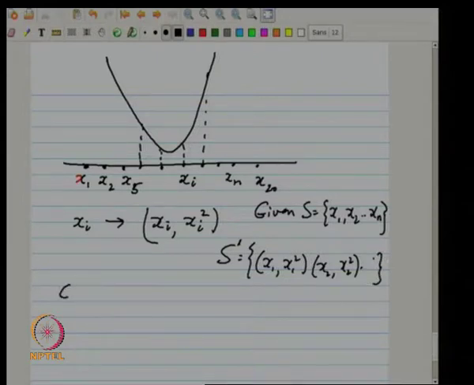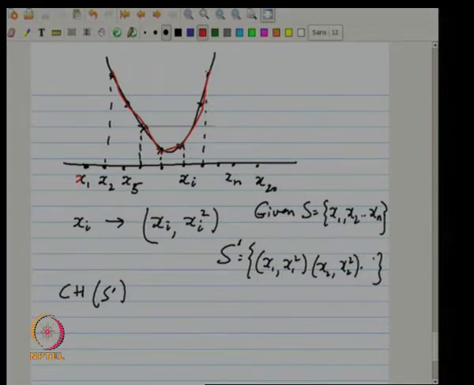Now, I construct the convex hull of S prime. What is the convex hull of S prime? All these points. What is the convex hull of this? So, all the points will be corner points. Are you convinced about this? All the points will necessarily be corner points.